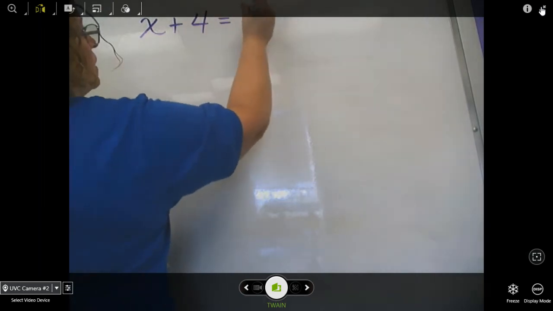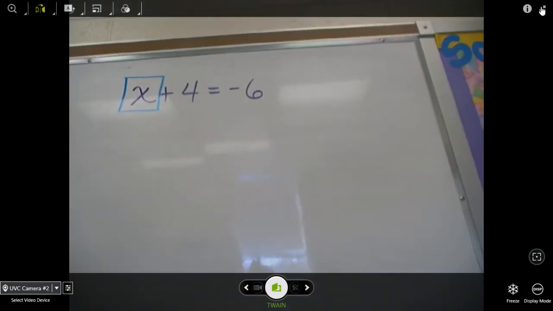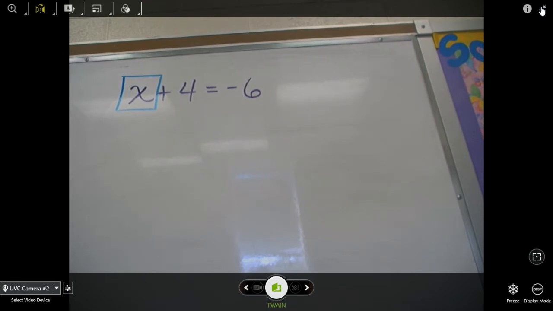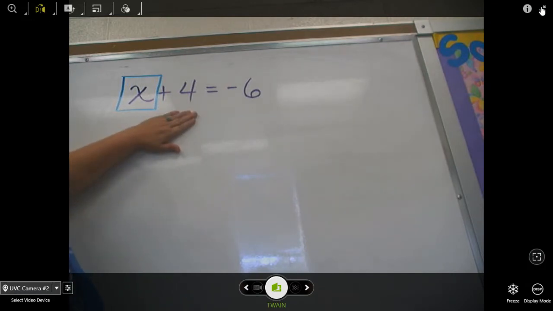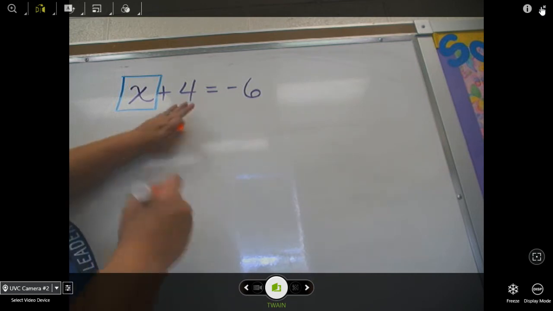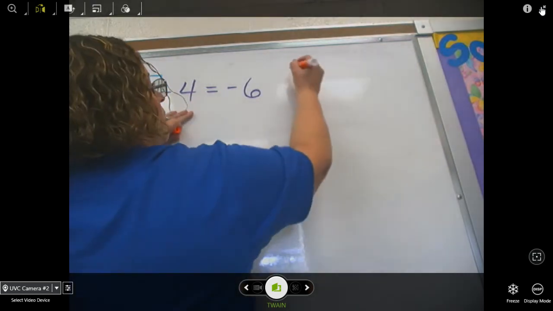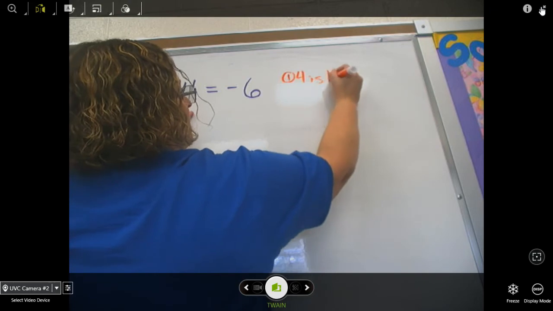All right. x plus 4 equals -6. Now remember, we have to quarantine our variable. I'm boxing him off. He's got to be quarantined, so everybody's got to move away from him. Got to move far, far away. So now what's going on right here? I'm going to write it out to the side. What's going on right now is 4 is being added.